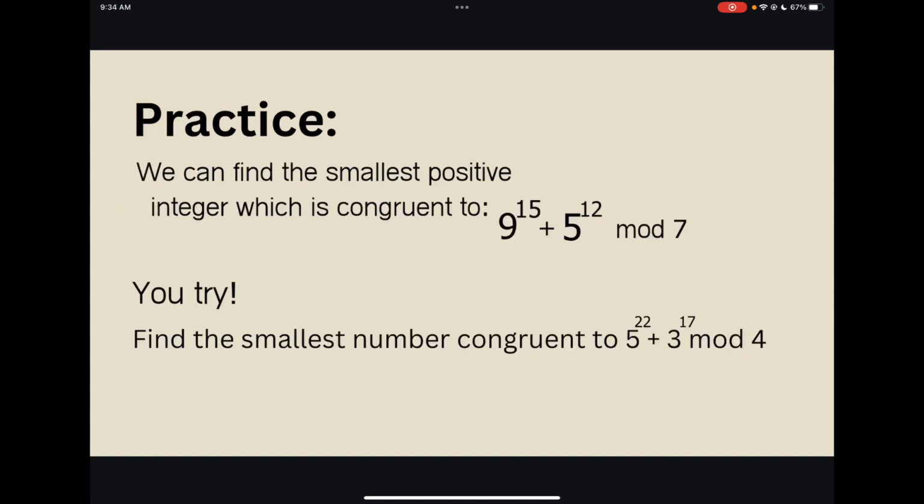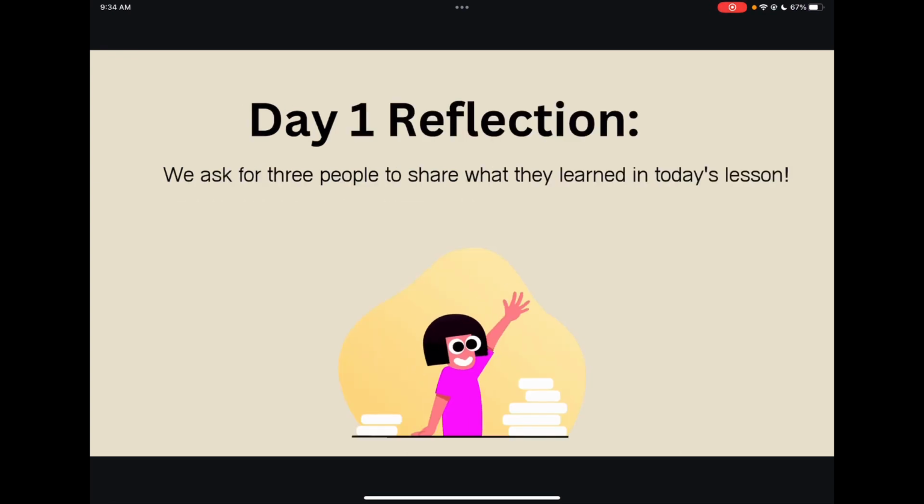And then we had our class go through this problem, 9 to the 15 plus 5 to the 12. We went over this in class, and you can try these at home. And that is it for mods.